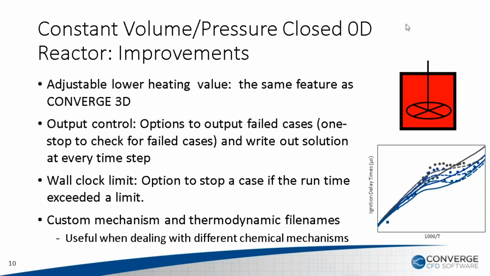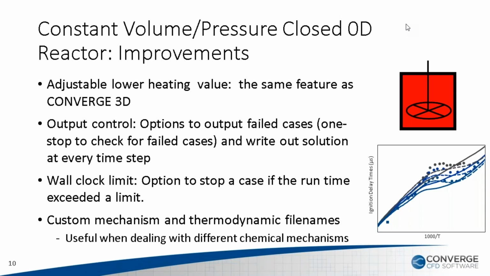Now we also implement a wall clock time limit. If you enable this option, we will stop a case if the runtime for the case exceeds a limit. So let's say you have 100 cases and you set the wall clock time limit to 10 minutes. Then the total runtime will not exceed 10,000 minutes. This is really useful for clients who run cases on a cluster, because sometimes on a cluster you need to tell the job script how long a case takes.